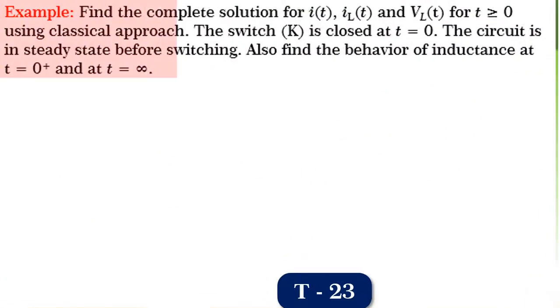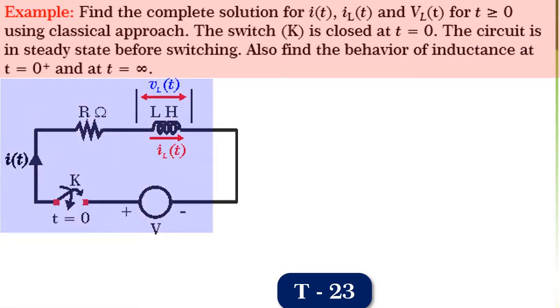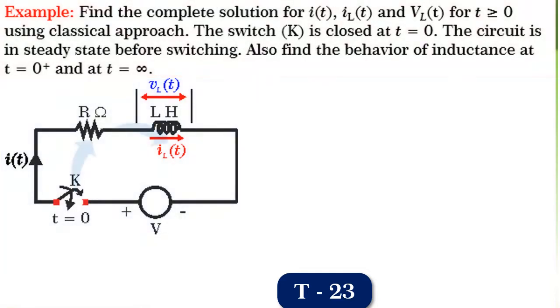Let us take an RL series circuit connected across a DC source in series with a switch K as shown in figure. Let's find the current in the circuit i(t), current in the inductance iL(t), and voltage across the inductance vL(t) for t greater than or equal to 0 using classical approach. Before we proceed, I will introduce a few symbolic representations and their meaning.